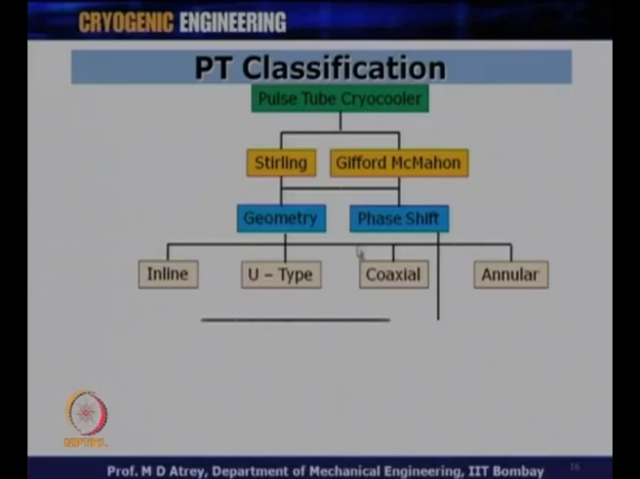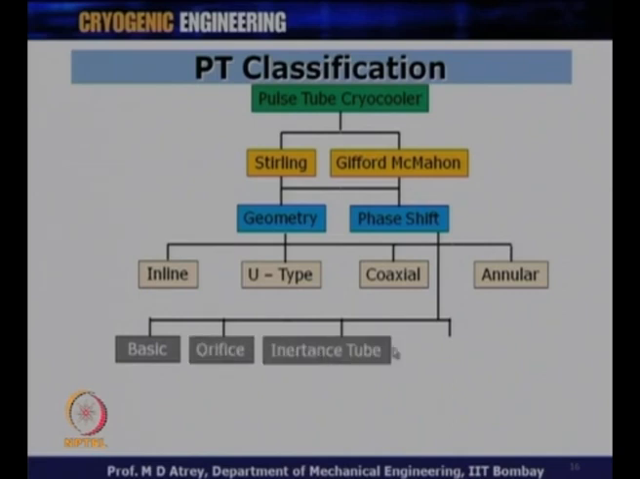The other classification is based on the kind of phase shift being used. We have not yet come to understand why this phase shift mechanism is being used in a pulse tube cryocooler, but what is used for the phase shift mechanism will also decide what kind of pulse tube cryocooler it is. We will understand this in detail later when we cover the phase shift mechanism, and at that time I will show this classification to you again. So, we have the basic pulse tube cryocooler, the orifice type pulse tube cryocooler, the inertance type pulse tube cryocooler, and the double inlet pulse tube cryocooler. We will understand about this later in the lecture.